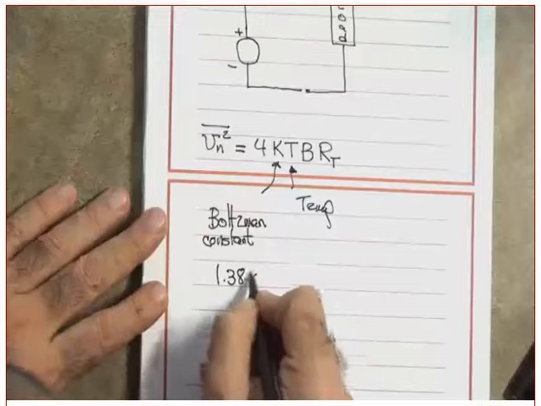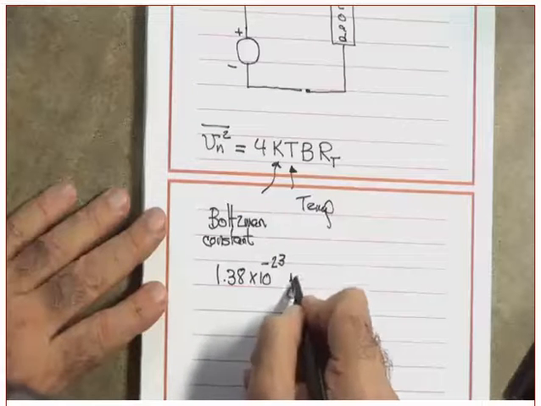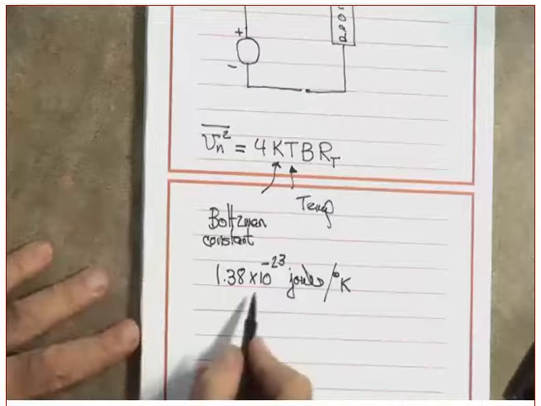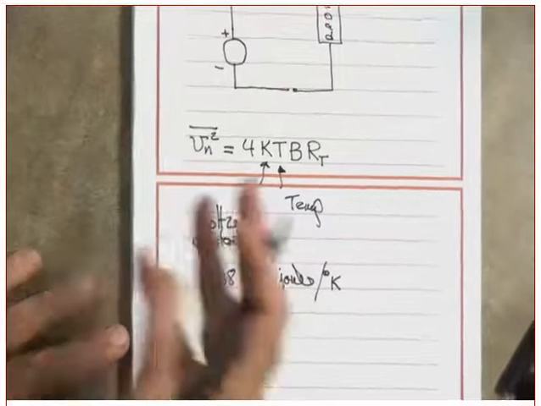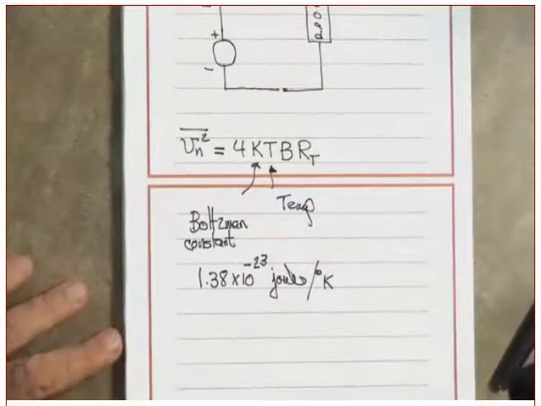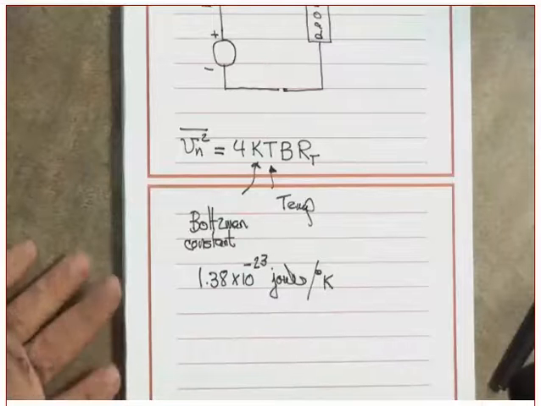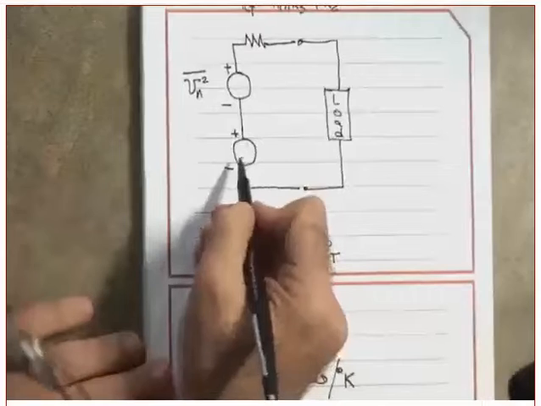Its value is 1.38 times 10 to the minus 23, with units joules per degree Kelvin. Most of the time in our equations, we will change it to the dB form. It will be minus 228.6 dB. But let's not worry about that right now.